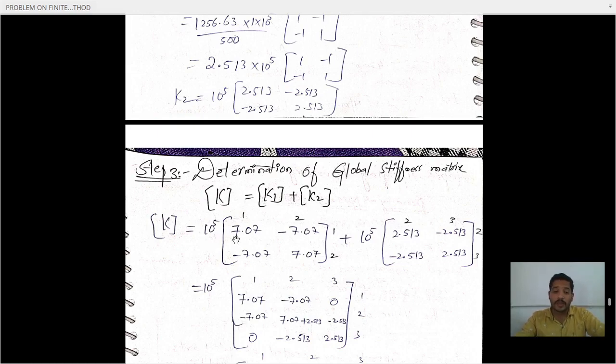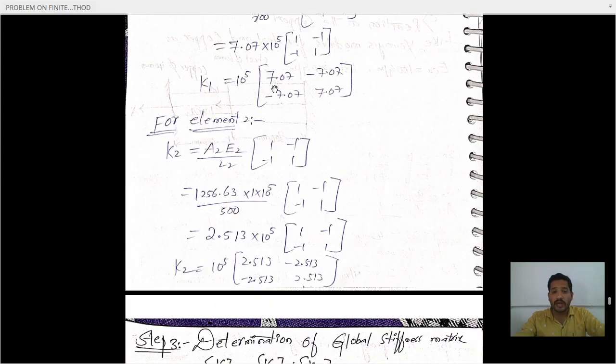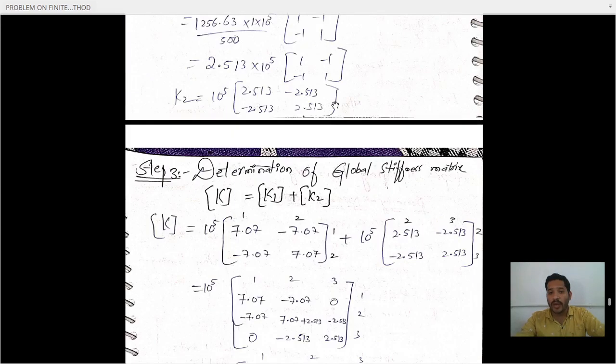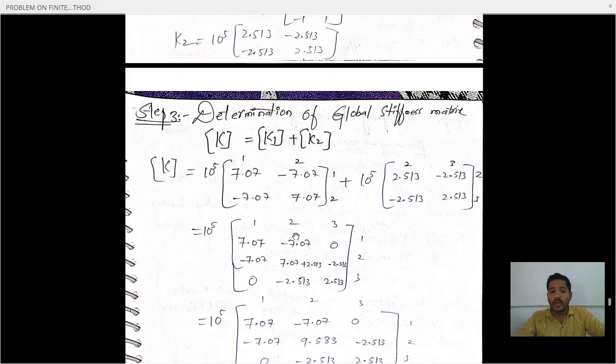So how much did we get for K1 here? 10 power 5, 7.07, minus 7.07, minus 7.07, plus 7.07. We got the value of K1 as well as K2. We know very well that K1 lies between the first and second nodes, and K2 lies between the second and third nodes. Clear? After that, we have to arrange these nodes in systematic order: first node, second node, and third node.